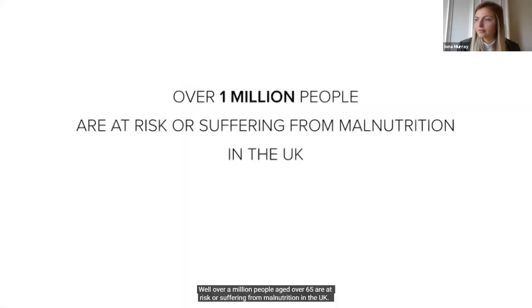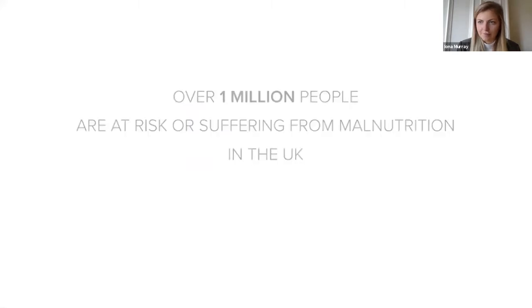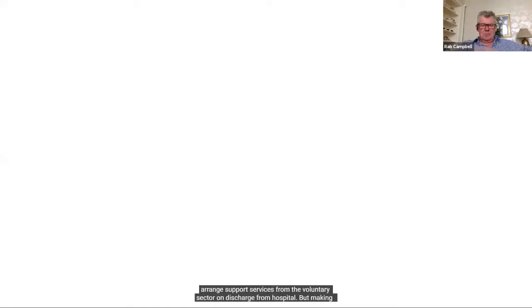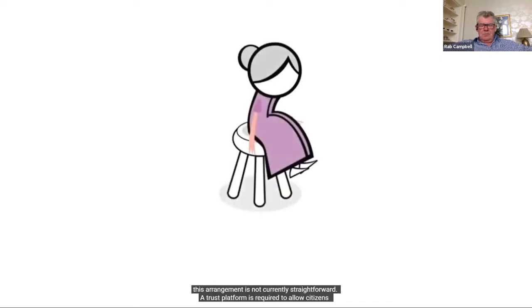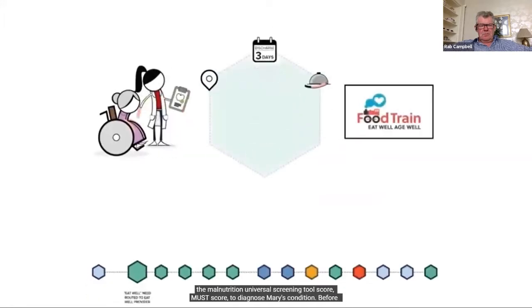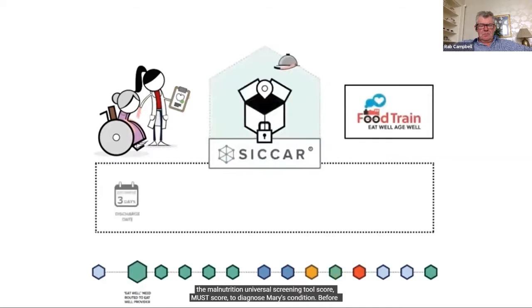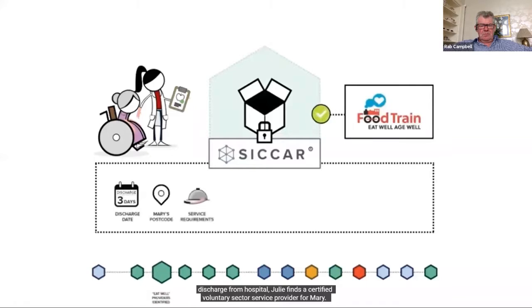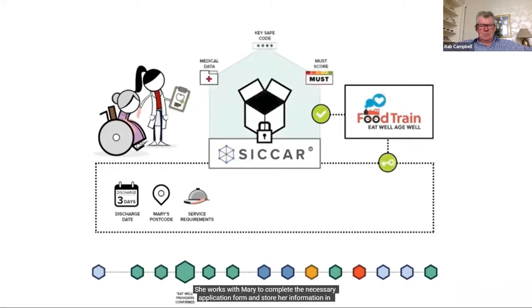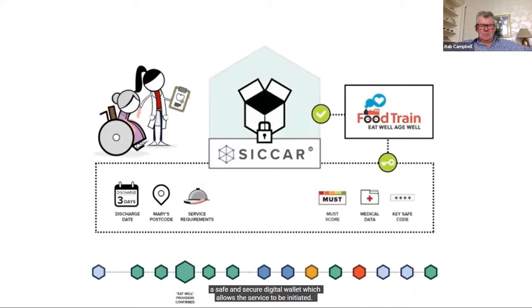Well over 1 million people aged over 65 are at risk or suffering from malnutrition in the UK. At the last estimate, the cost to the NHS was around £20 billion per annum. This condition cannot be fully treated in hospital, and so is an ideal opportunity to arrange support services from the voluntary sector on discharge from hospital. But making this arrangement is not currently straightforward. A trust platform is required to allow citizens to share sensitive information with health, statutory care and voluntary sector providers. Take the example of malnutrition sufferer Mary and her dietitian Julie, who has used the Malnutrition Universal Screening Tool score, MUST score, to diagnose Mary's condition. Before discharge from hospital, Julie finds a certified voluntary sector service provider for Mary. She works with Mary to complete the necessary application form and store her information in a safe and secure digital wallet, which allows the service to be initiated.